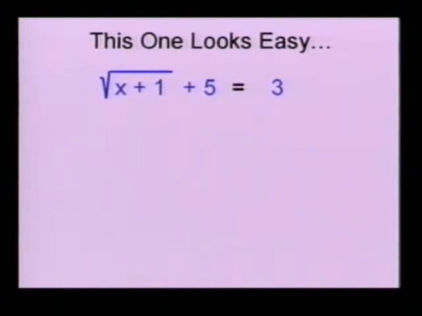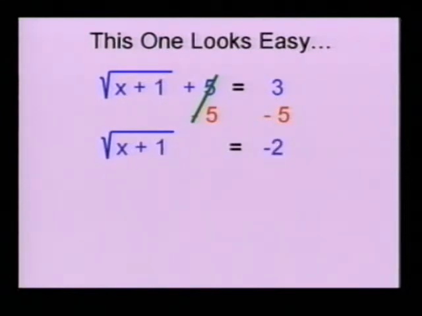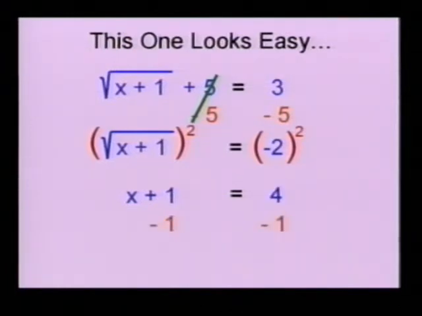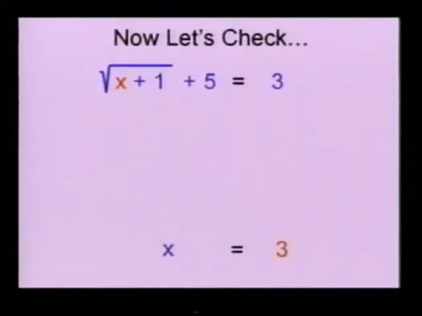Okay, now this one looks pretty easy, but there's going to be a problem. I want you to note. Let's see, I got to get the radical by itself. Get rid of those. Radical x plus 1 equals minus 2. Now I use my secret weapon. Get rid of the radical, we square both sides, and I get x plus 1, and minus 2 squared is 4. So it seems reasonable, subtracting 1 on each side, that x could be 3.